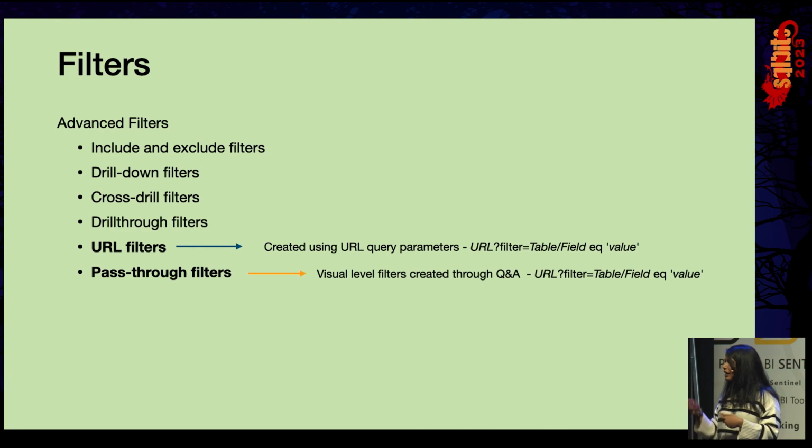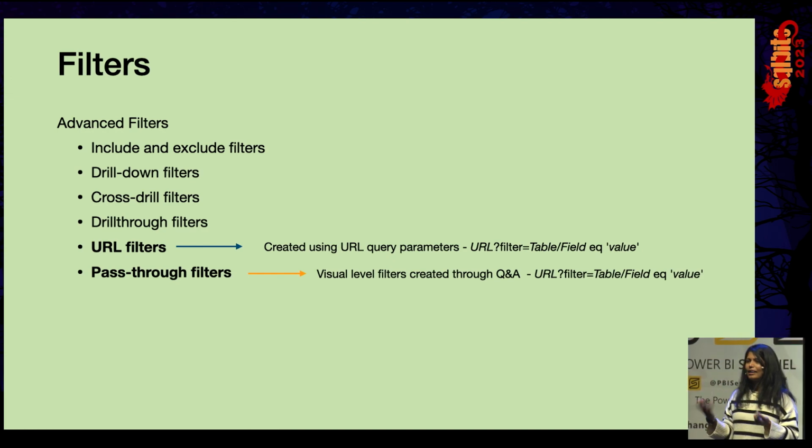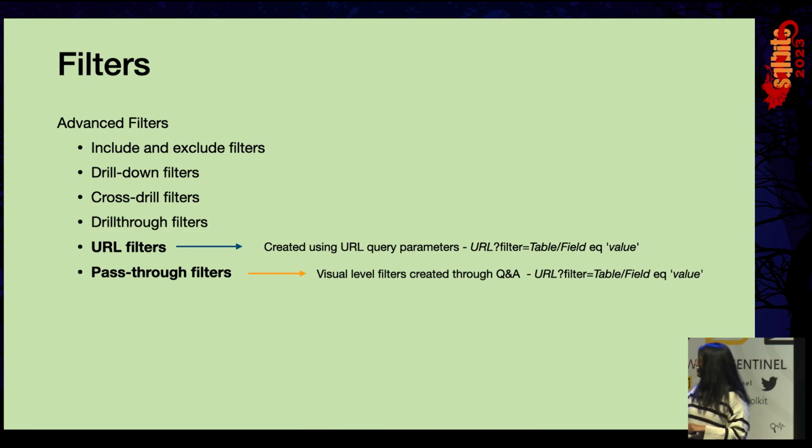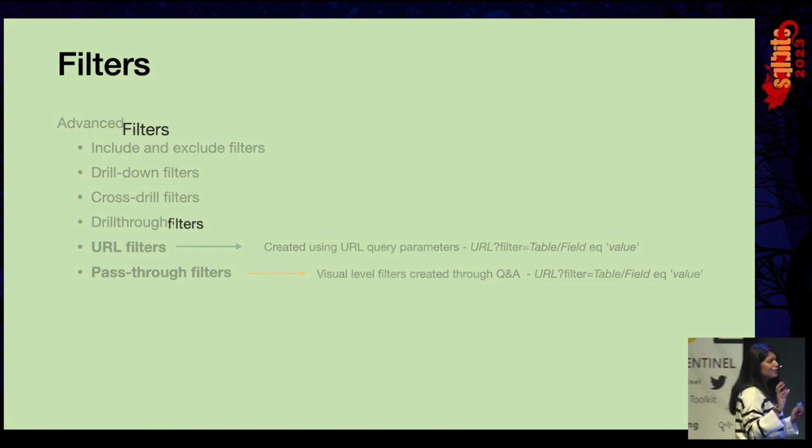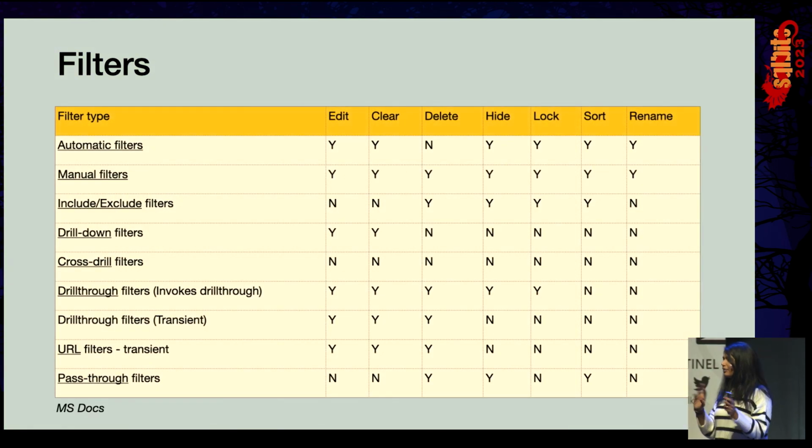What it means is you could send a URL to your end user with predefined filtering, so it basically enables nice end user access. These URL filters are quite useful when you're sending your end users to a different report page, like when you want to add links onto your page. And the other one is pass-through filters, which get automatically added when you are using the Q&A functionality in Power BI.